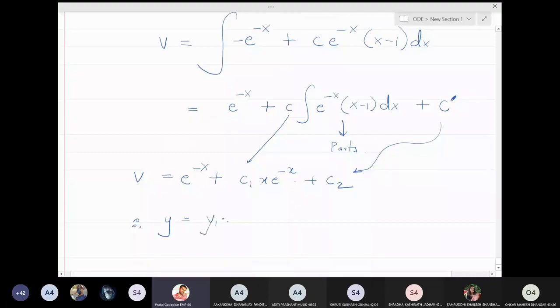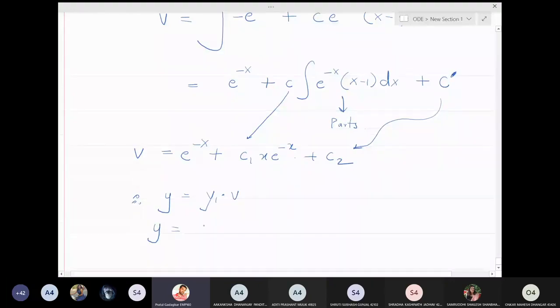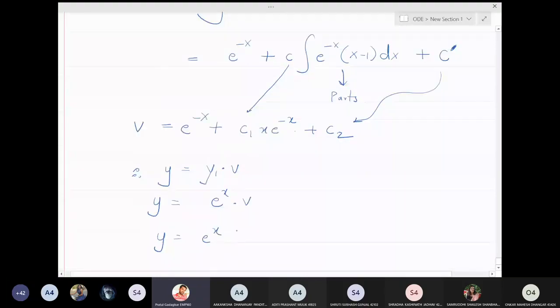This is the general solution, correct? So y is equal to y1, which is the one we initially chose, and that was e raised to x, into v. Therefore y will become e raised to x into this entire v, which I have written here. So this will be the general solution of the given differential equation.